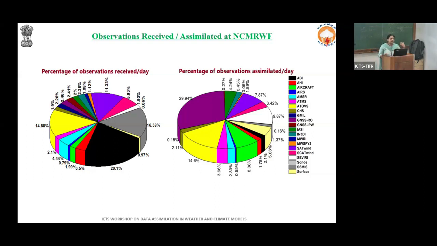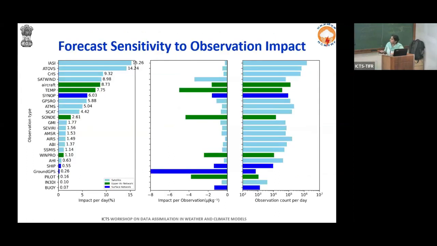Then the computational expense is also more. In radiance data assimilation, if we get 100 data, we are assimilating only 10 to 15. This is one of the constraints of the data assimilation system, because we have to do the thinning, and most of the data gets rejected in that thinning process.